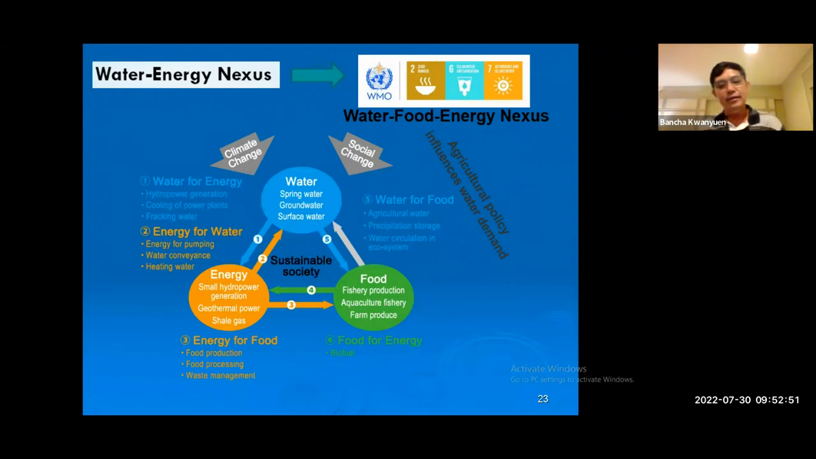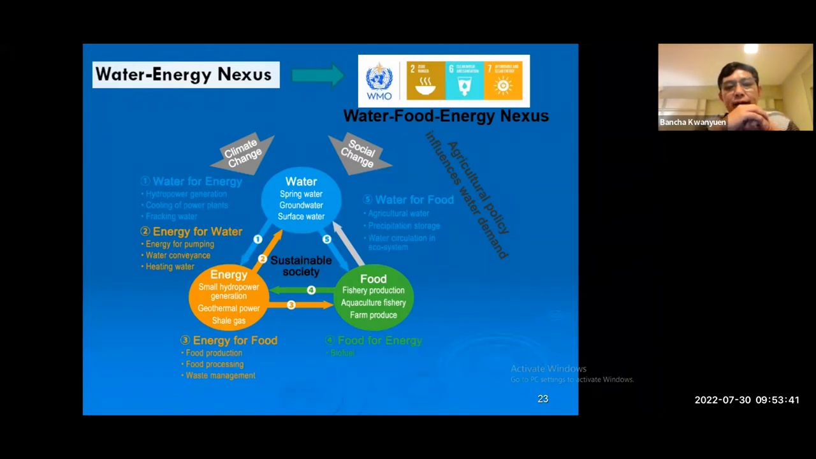So again, in conclusion here, I would like to say that the water, food, and energy nexus is quite important here. The WMO has created, for the SDGs, goal number 2 on zero hunger, related to food, number 6 related to clean water, and number 7 related to the energy itself. So it's quite important on the global objective, the sustainable development goals.